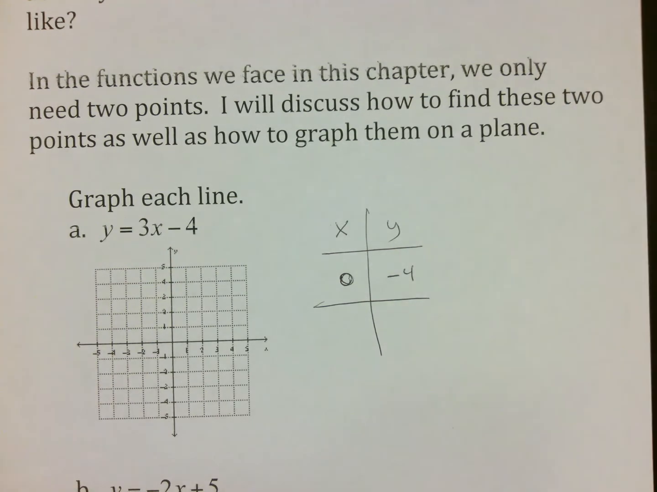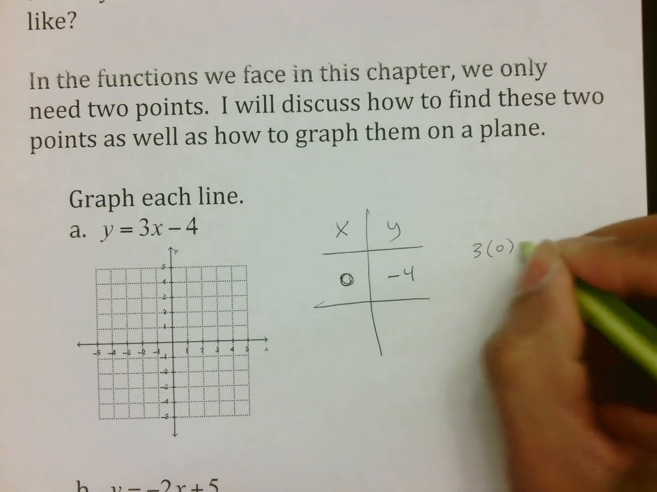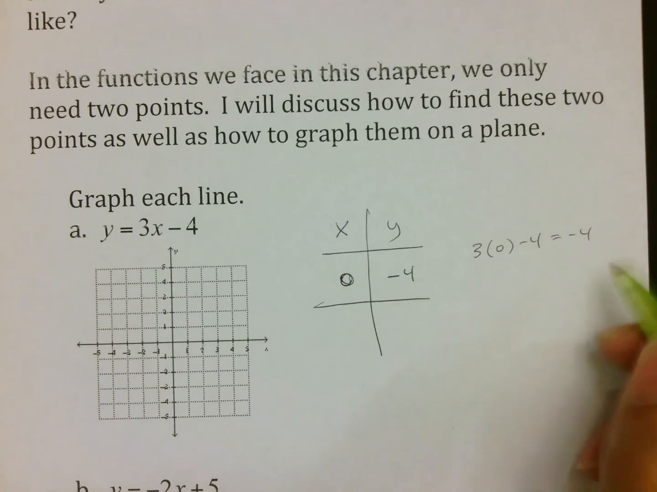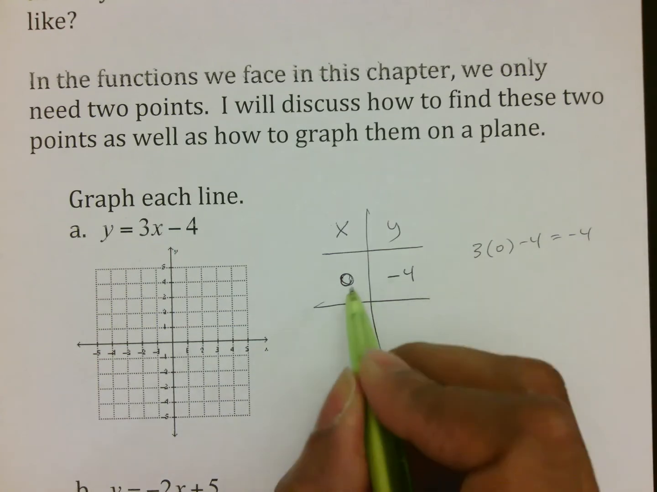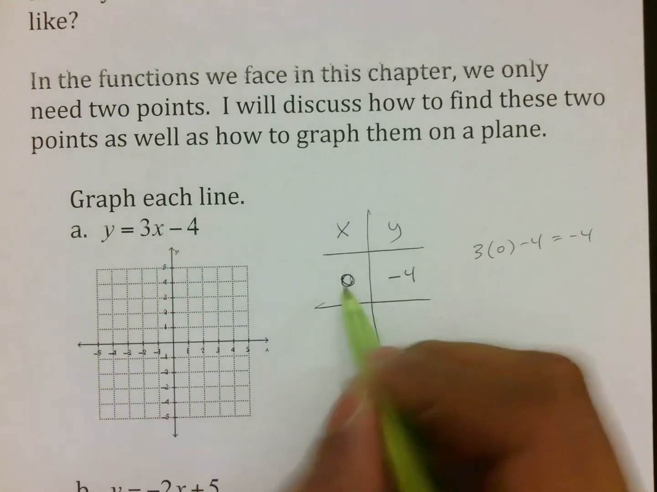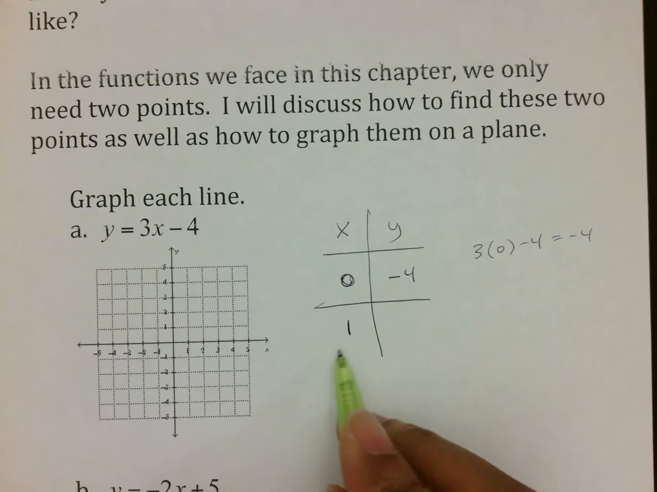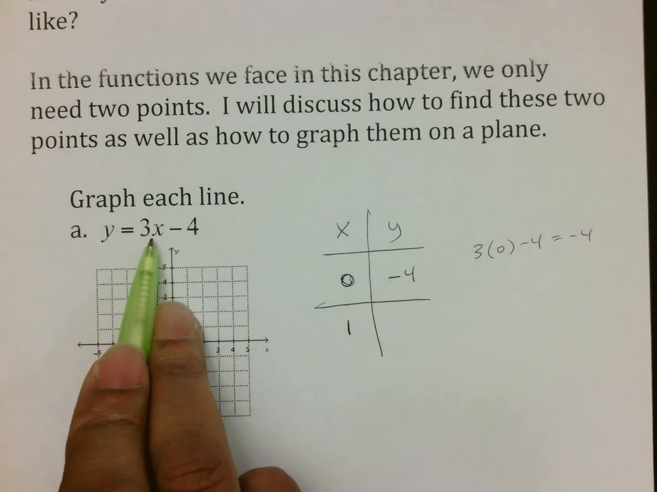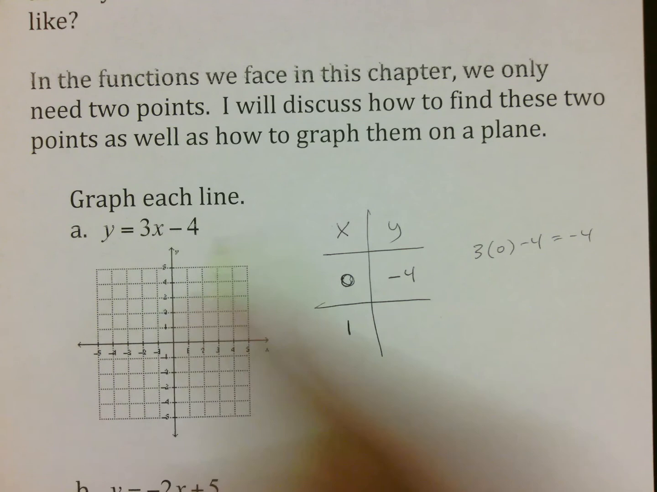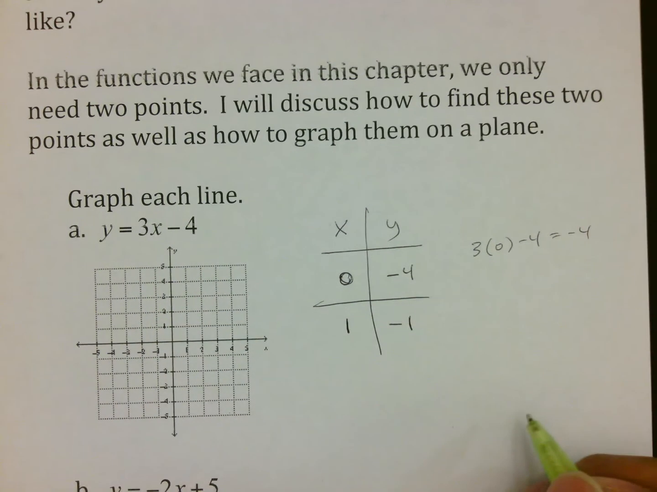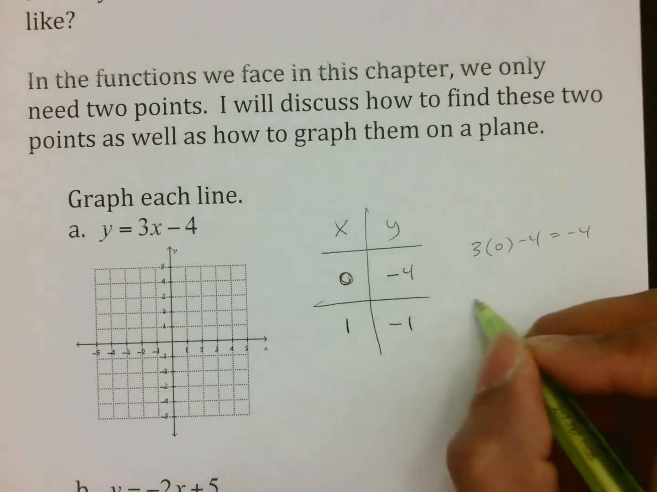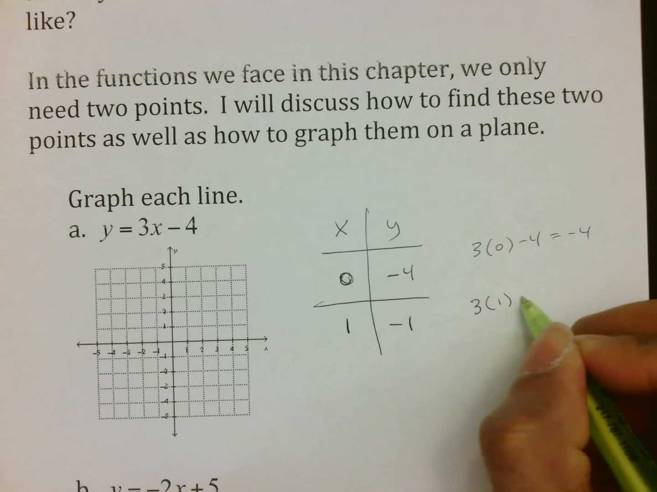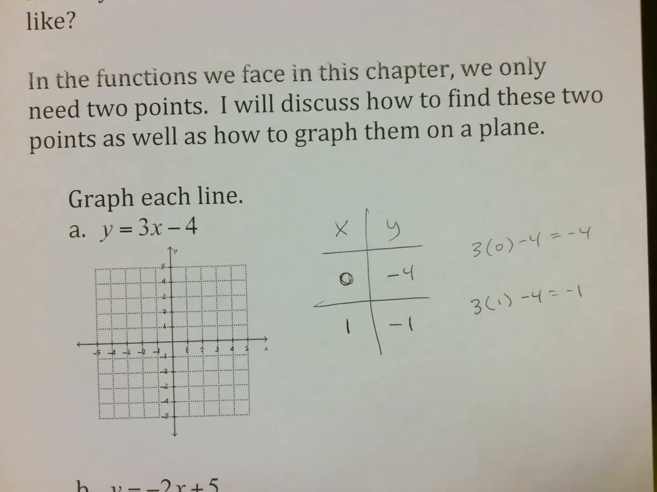If you are not that type of person yet, then you can use a calculator, which I do not have around me for some reason. But take your calculator and simply type in 3 parentheses 0 minus 4, and you will see that your answer is -4. The second easiest number to check, again, the easiest number to check is 0, the second easiest number to check is 1. So I put a 1 in there. I get 3 times 1, which is 3, minus 4, which is -1. Again, if you wanted to check that on your calculator, you would simply type 3 parentheses 1 minus 4, and see your answer is -1.